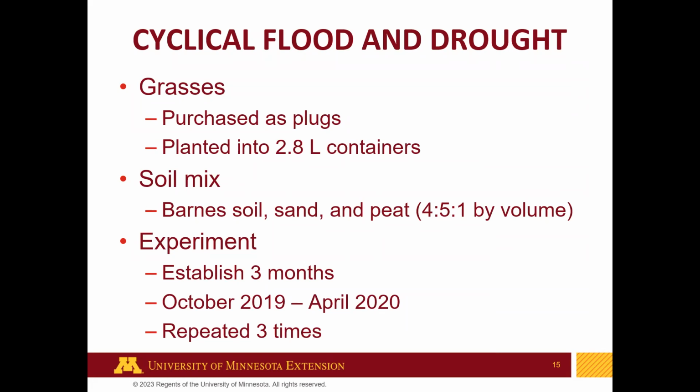For this one, we purchased our grasses as plugs from commercial nurseries. We planted these into 2.8 liter containers, which is roughly a trade gallon nursery container. And we created a soil mix using a Barnes soil, sand, and peat, mixed at a 4:5 to 1 by volume. We chose this particular mix because it's very similar to a rain garden mix that is recommended by the Minnesota Pollution Control Agency. After these grasses were planted, they were allowed to establish for 3 months in the greenhouse.